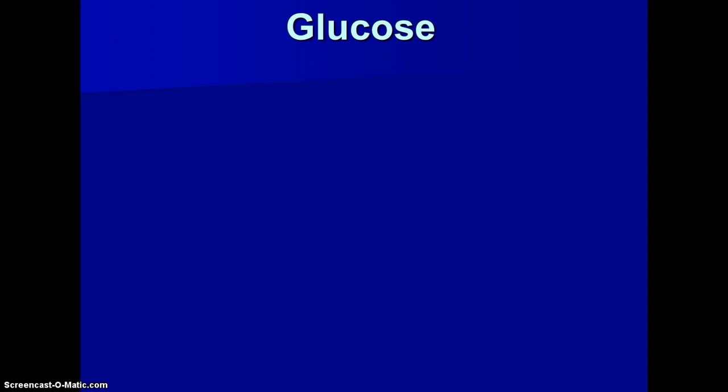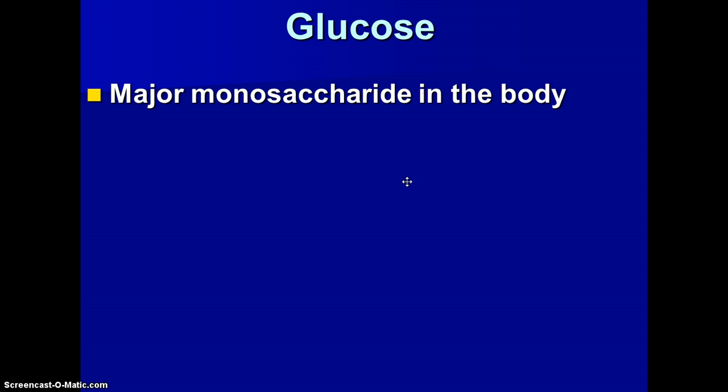So glucose is the body's main blood sugar. It's also referred to as dextrose. That is the chemical version of it. So if you go to the hospital and you have to get an IV fluid with sugar water, it's dextrose.